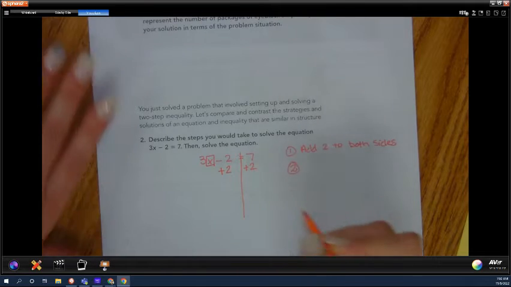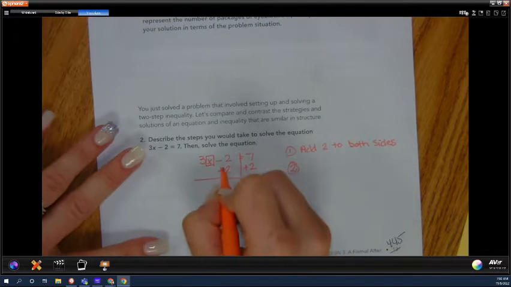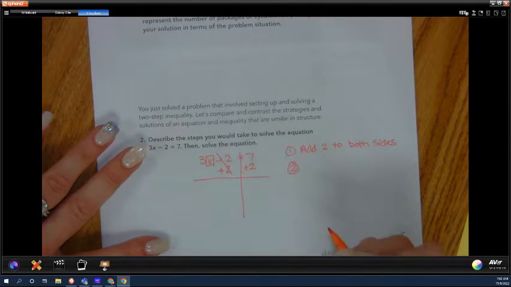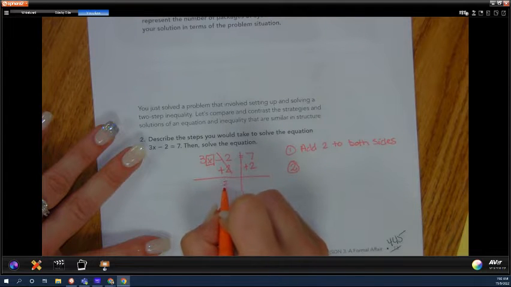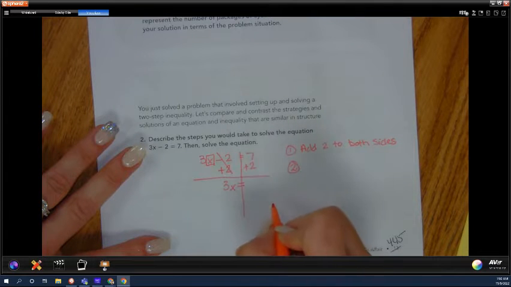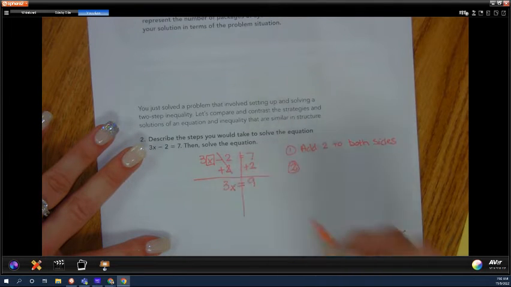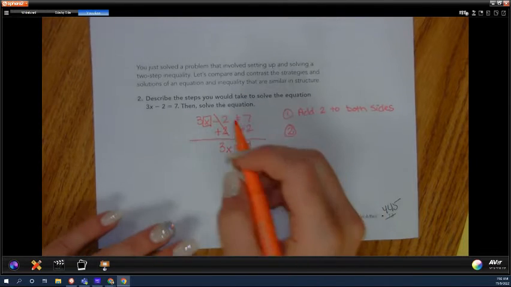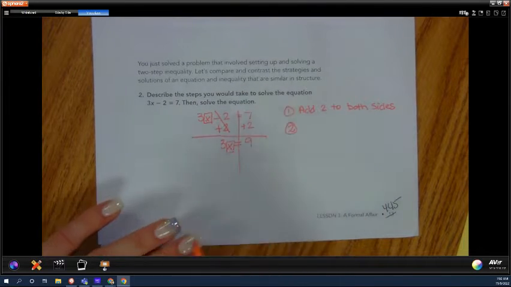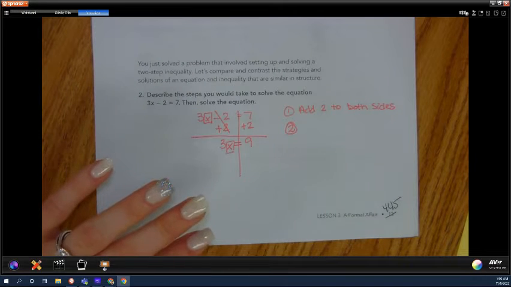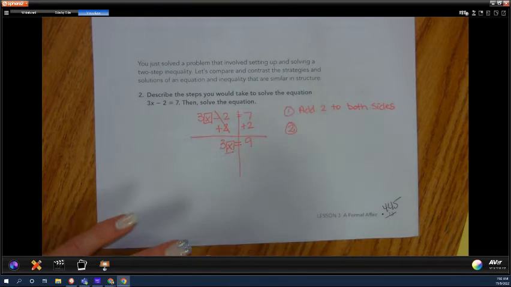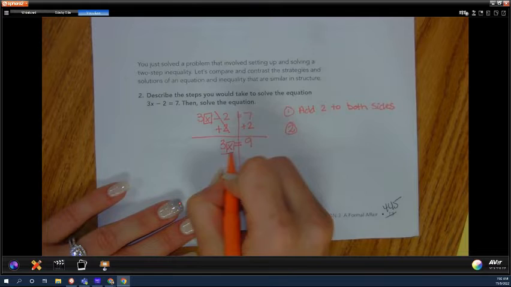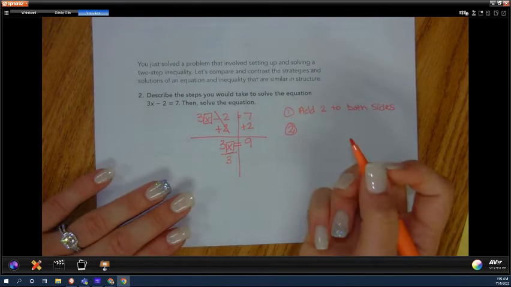Okay. Now I'm going to solve from here. Well, negative 2 plus 2 is 0. So I'm left with 3x on the left, and 7 plus 2 is 9. Okay. My goal is still to get the x represented by itself. So I see right now that I am multiplying between 3 and x. So I'm going to divide the left side by 3.